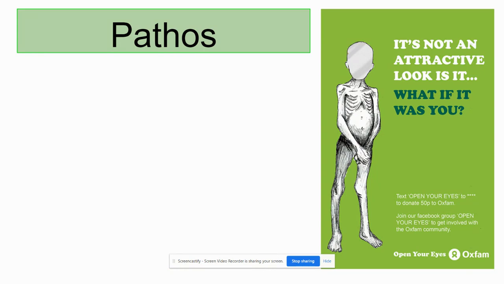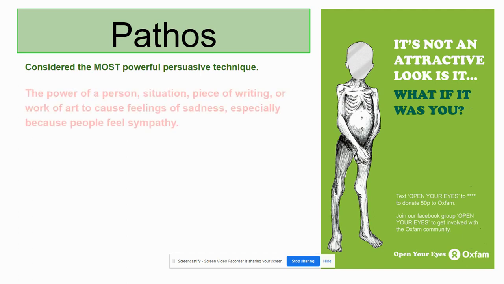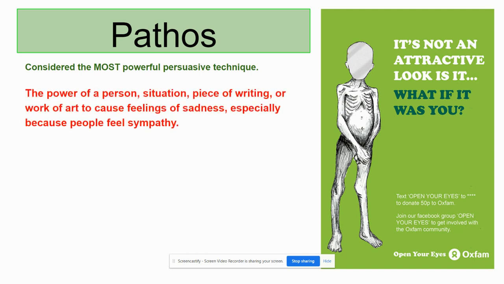To give you a little bit more detail about pathos, it is considered the most powerful persuasive technique because pathos is about the art of causing feelings in people, creating a feeling of sadness or sympathy or anger, anything that you really want your audience to connect with. And if people connect on an emotional level, it's found to be a lot more persuasive.